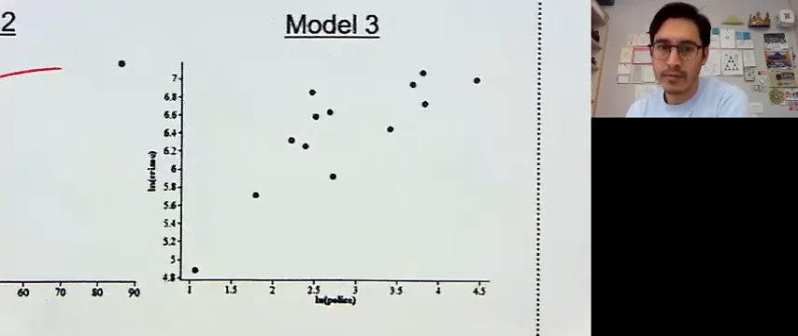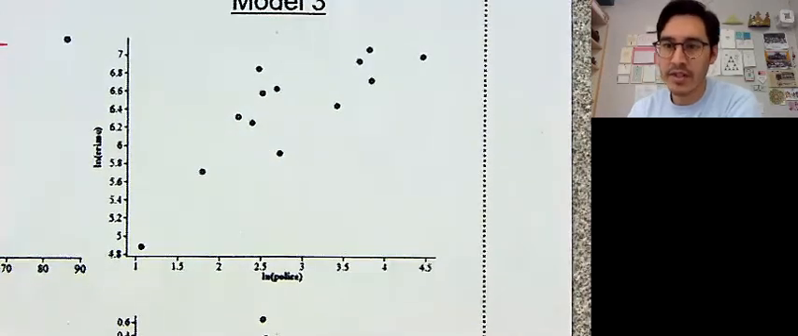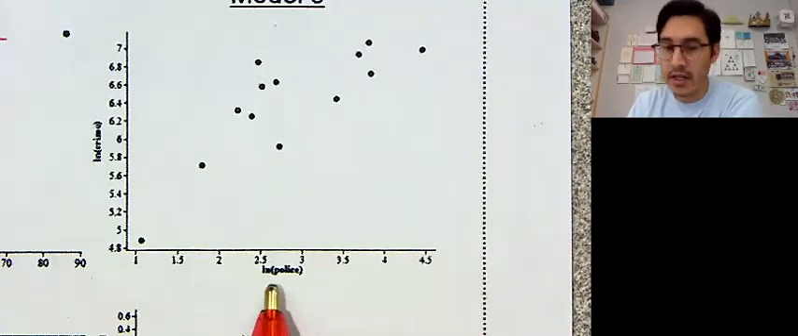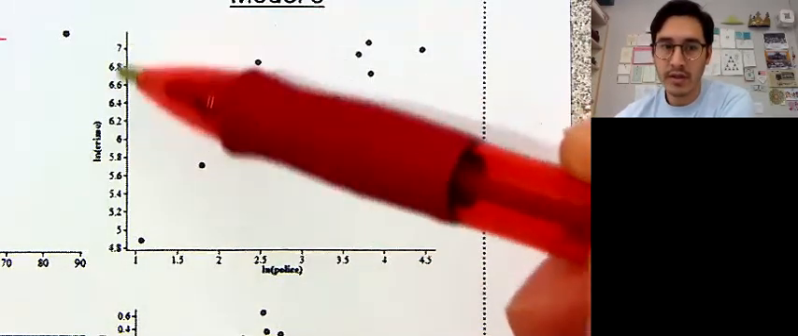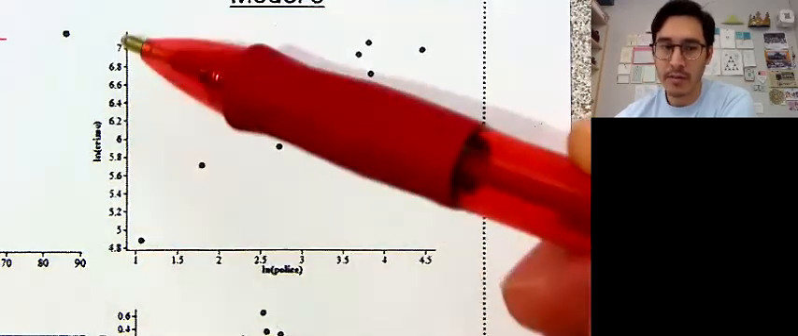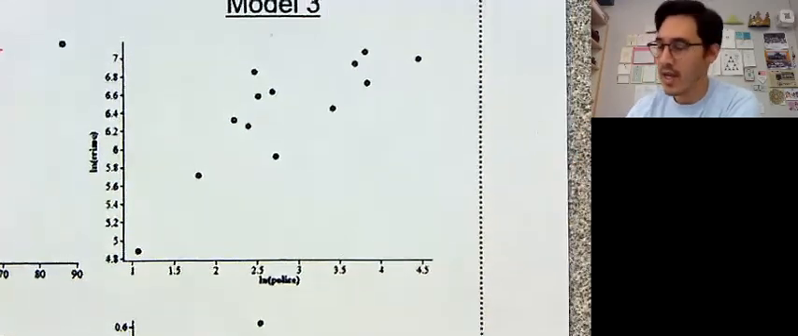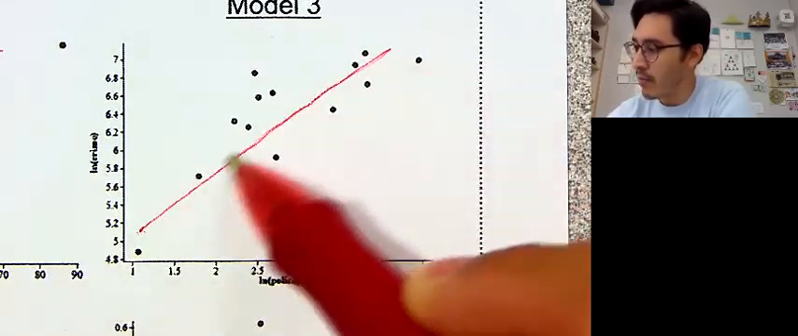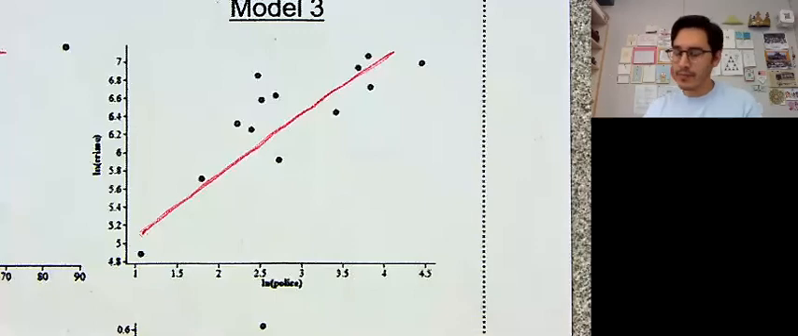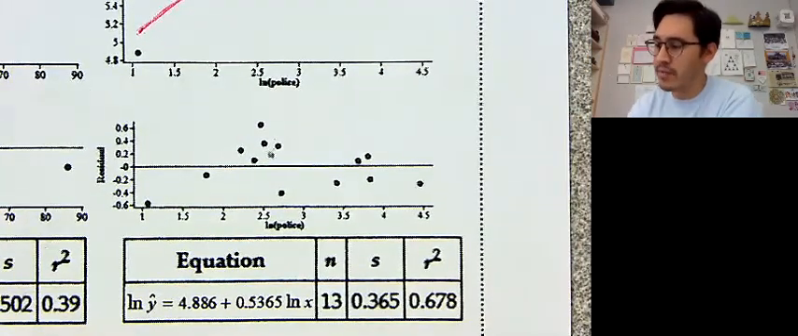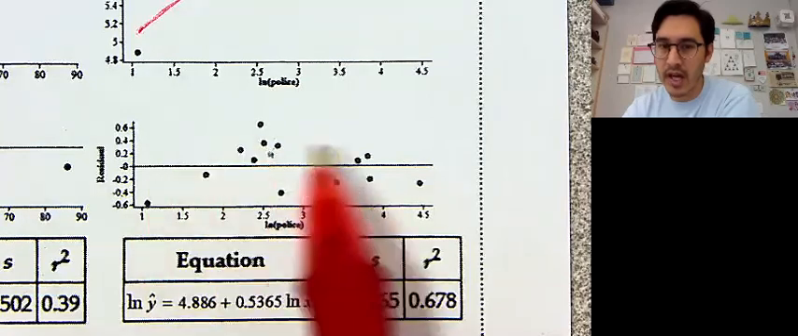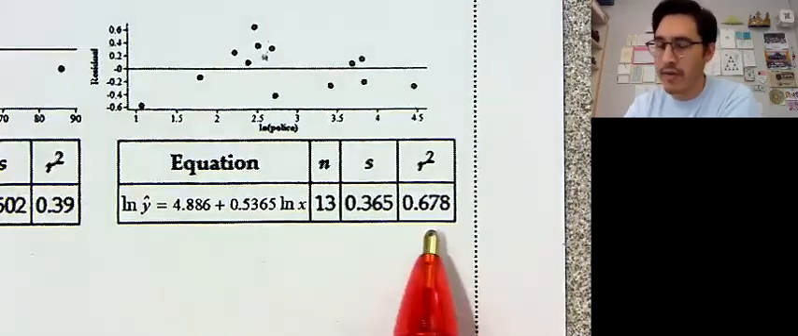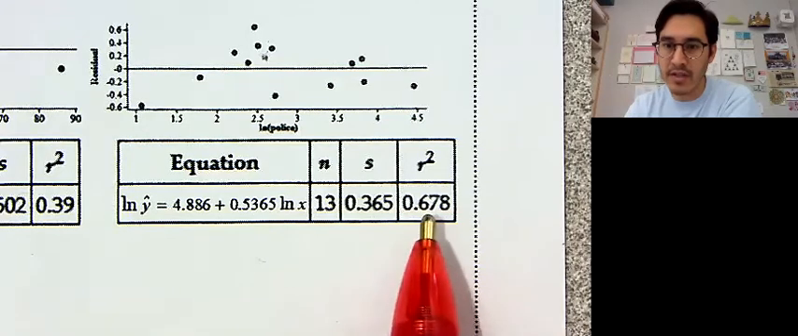Here's one more model, and this model transforms both variables. It transforms the explanatory variable, so now we're not looking at the number of police officers, but the natural log of the number of police officers. It also uses that same function on the response variable, so the natural log of the crime rate. Now we can see a much more linear pattern, as evidenced by the residual plot. It looks a lot more random, and the R-squared value is higher than the first two models. Now it's at 0.67.